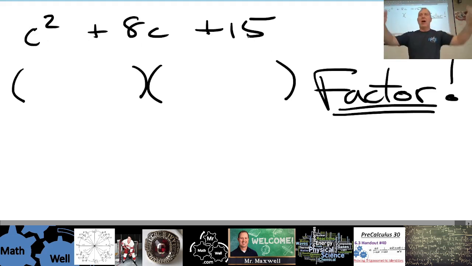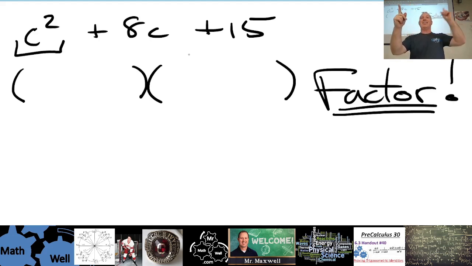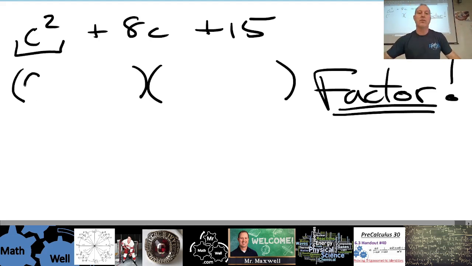Okay, so now again, let's think backwards. This c squared term came from multiplying what times what? The first terms were c and c. So guess what? That's your first step. What gives us c squared? Easy. That's c times c. And so those are going to be your first terms from the FOIL method, remember?